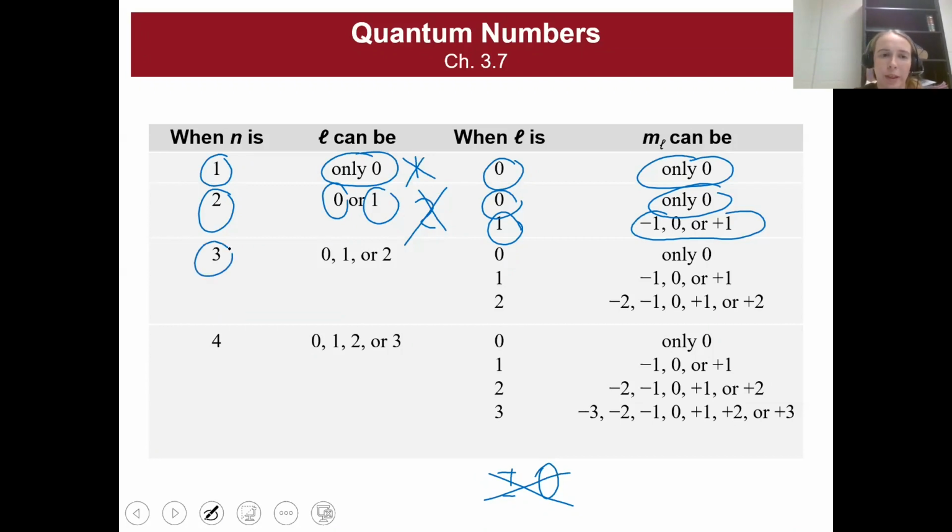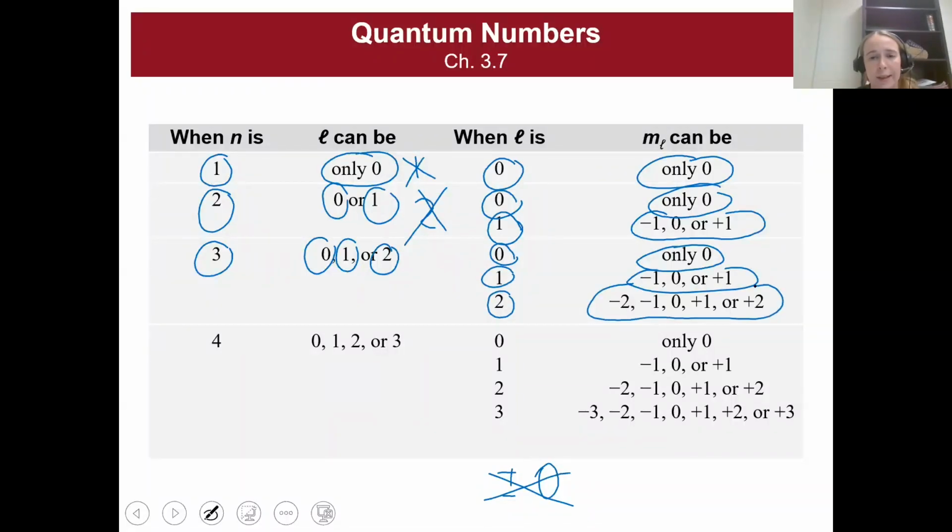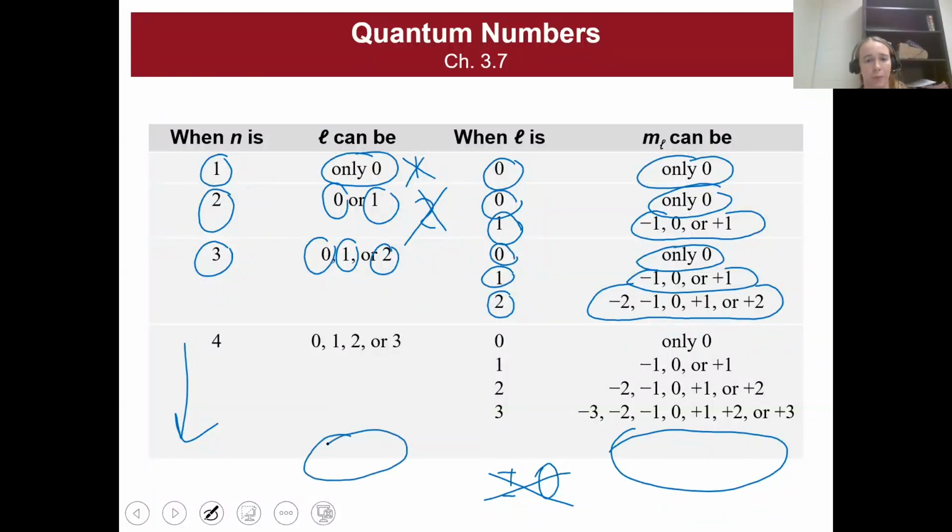The more we go up with N, the more options we get. So N equals 3, L can be 0, 1, or 2. And when L is 0, we still got the same option. When 1, we got 3 more options. And then when L equals 2, we can go to -2 and +2. So we add in 2 more options for M sub L. So the bigger N gets, the more options for M sub L over here, and the more options for L as well. Okay? This table is going to be really, really helpful for you guys to learn these rules.